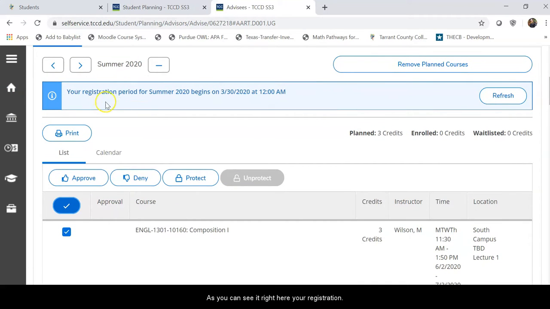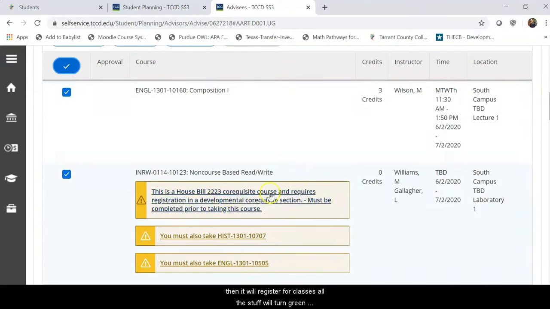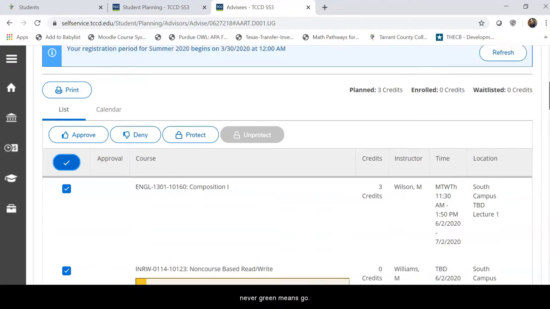As you can see right here, your registration period for summer 2020 begins on March 30th at midnight. This button right here will actually say register. It'll be blue. As long as you don't have any holds, you click on that, and then it will register you for classes. All this stuff will turn green. Remember, green means go.